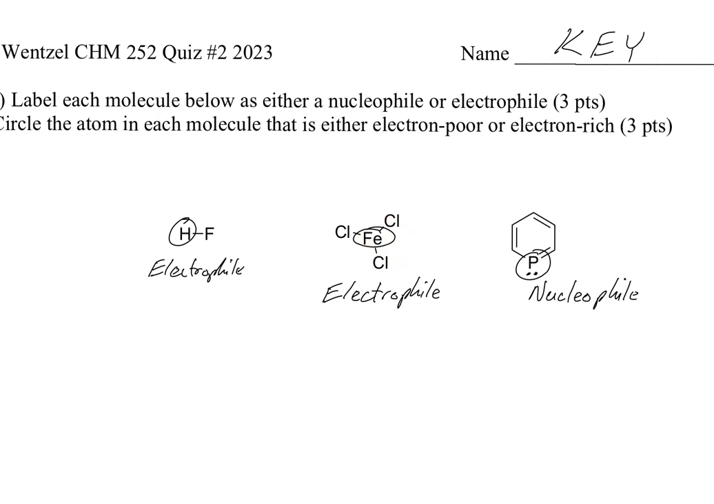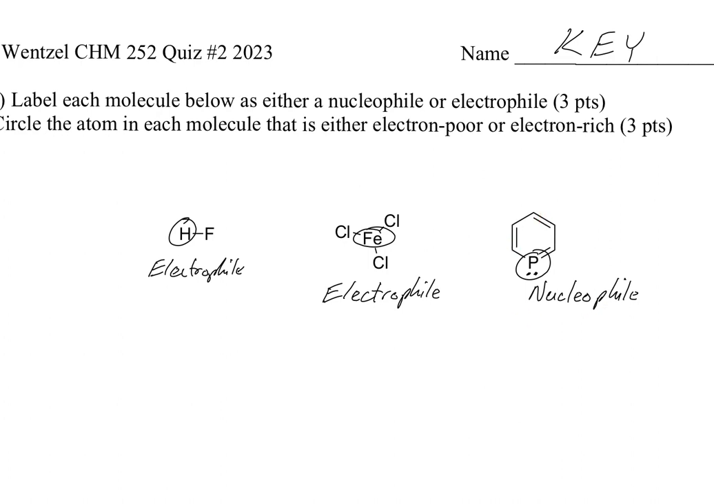Iron bonded to 3 chlorines. Chlorine wants 1 bond. So even though these are electron rich, they're not actually the part that's going to react. That's going to be the iron, that's the electrophile. And then this one was a tough one, but I want people to think a little bit deeper about this. This is definitely going to be a nucleophile, but which part was actually nucleophilic?